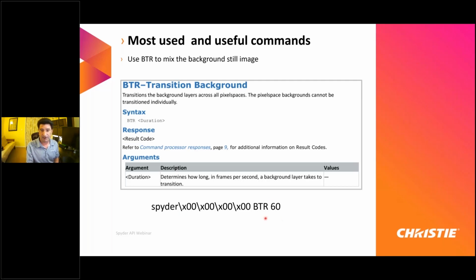But Spyder header, BTR, and then the second delimiter here is going to be how long it takes to transition that background, right? So this is in frames. Typically the Spyder is set up at 60 frames per second, so BTR 60 is going to transition that background in about 1 second. We can cut that down to 30 or even to one frame and just literally have a cut, right?